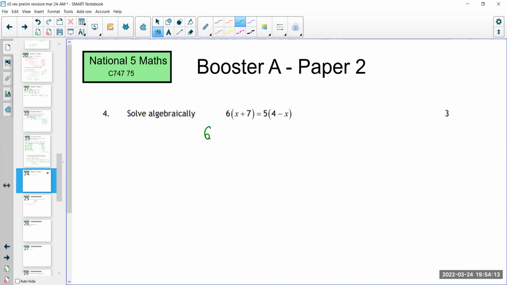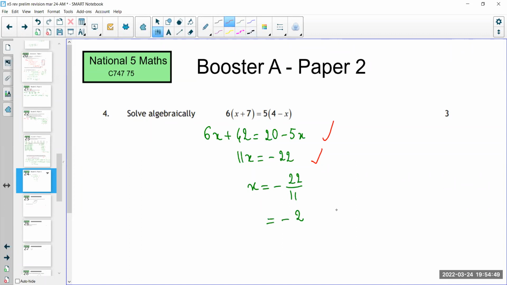We expand first. 6x plus 42 equal 20 minus 5x. That's, believe it or not, that gives you a mark. Then 6x plus 5x, that's 11x. Minus 42 plus 20, negative 22. That's another mark. And x is just negative 22 divided by 11. That is negative 2. 3 marks.